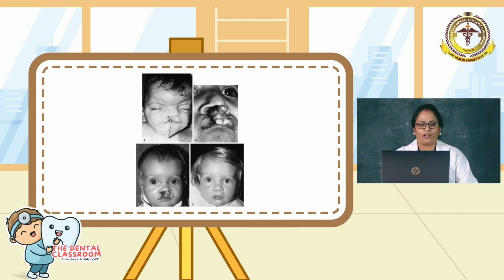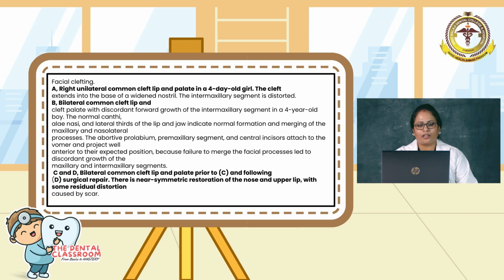So in the next image, we can see a spectrum of facial clefting in real patients. In image A, there is a right unilateral cleft lip and palate in a newborn. Notice how the cleft extends into the nostril base and distorts the intermaxillary segment. In image B, it is quite a severe case, a bilateral cleft lip and palate in a 4-year-old boy. The growth of the intermaxillary segment is disorganized, leaving the premaxilla protruded and the alveolar ridge also displaced.